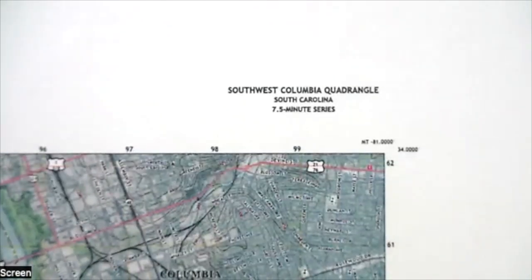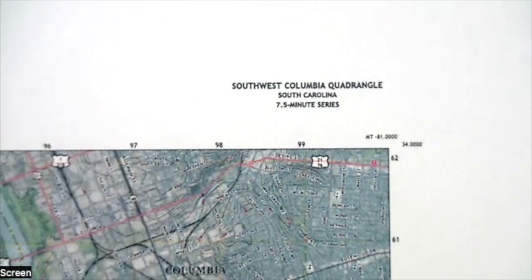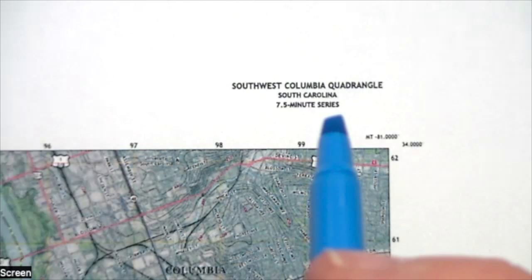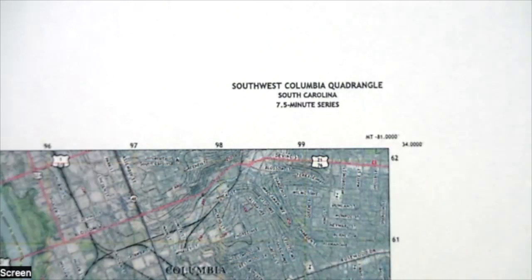And you can see that it says it's the Southwest Columbia Quadrangle. Quadrangle is really just another word for rectangle. The United States Geological Survey ends up making all of these maps, and in order to do this well, they divide the planet into a lot of different rectangles. You will see below that it says South Carolina. That's because that's the location that we are in.